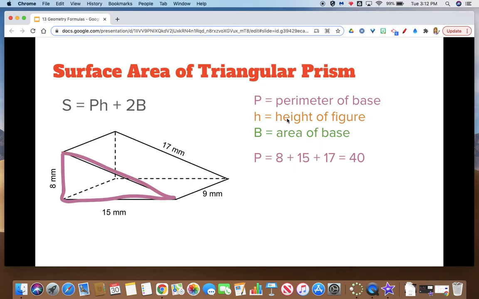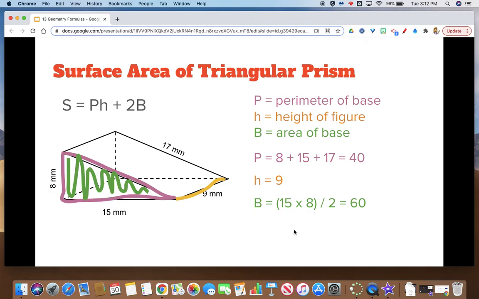Now let's find height of the figure. Height of the figure is the distance between the two bases. So in this case, it's 9. And then we find area of the base, which is how much space is taken up inside our triangle. To find area of a triangle, we take base times height, and then we divide by 2 because it's a triangle. When I take 15 times 8 and divide by 2, I get 60.